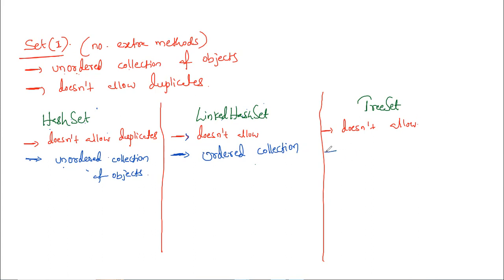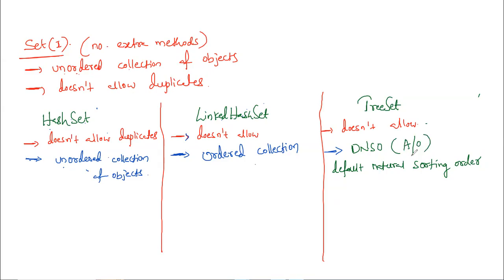What about TreeSet? Ordered or unordered? All of you, guess it. Unordered? TreeSet is a default natural sorting order of object collection. This is DNSO, that means default natural sorting order. That's the meaning of DNSO. We will be using this format. So what is the default natural sorting order? It's nothing but ascending order.